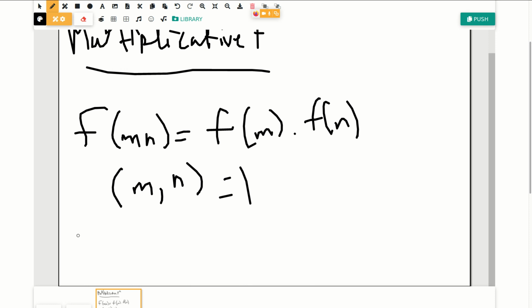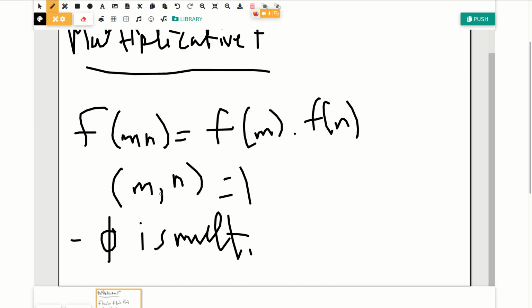You might notice that one of the functions which we have studied, phi, is multiplicative as well. You can test it out as well. It's pretty easy to see, I guess. So phi is a multiplicative function. Now, how is it multiplicative? I can give an idea.